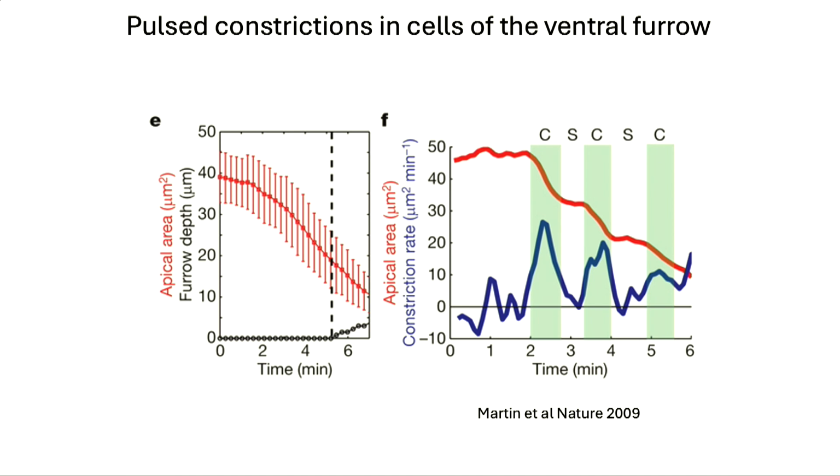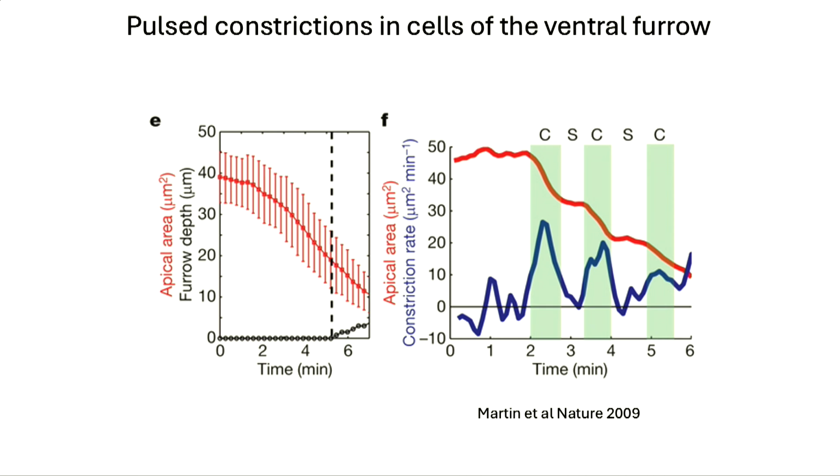Now, while that is happening, if I look at the constriction rate of these cells, they are not just constricting smoothly. There is a point at which it constricts and relaxes. There is a constriction phase, then there is a relaxation in the middle. There is a constriction phase, and then there is a point at which it does not constrict, and so on. So this constriction is essentially coming in pulses, all right?